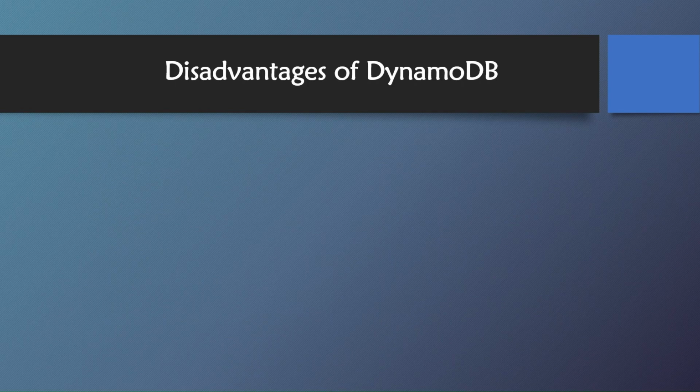Let's see what disadvantages it has. So first is limited query flexibility. DynamoDB supports simple query operations using primary keys, but complex queries like joins, filtering, and aggregations are limited compared to the relational database. When compared to a relational database, DynamoDB has limited queries in AWS.